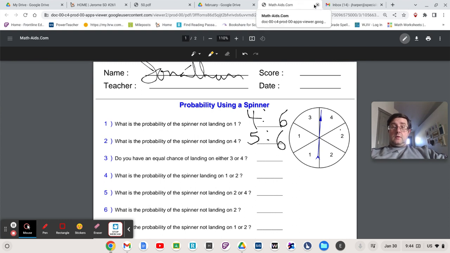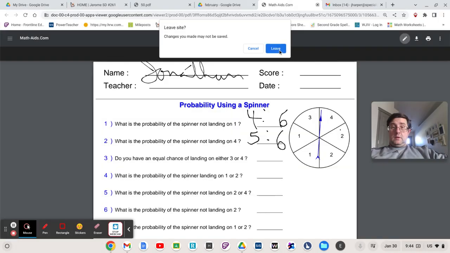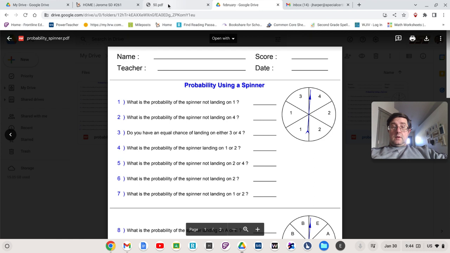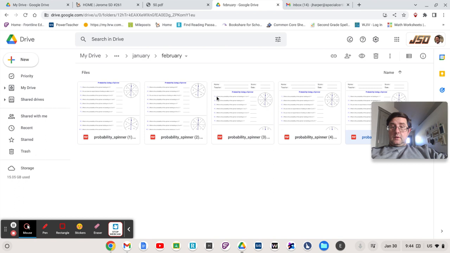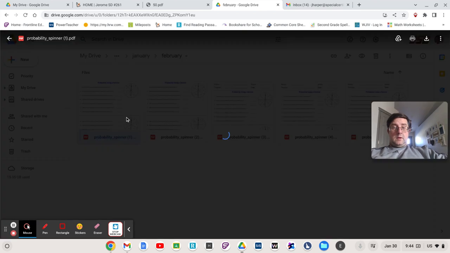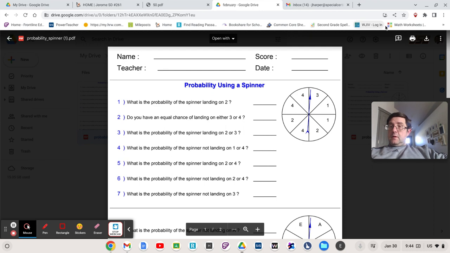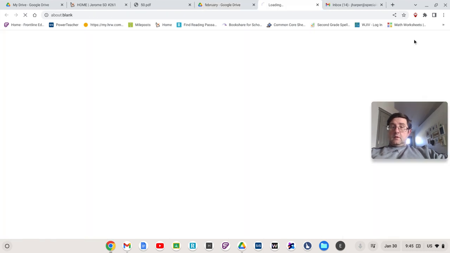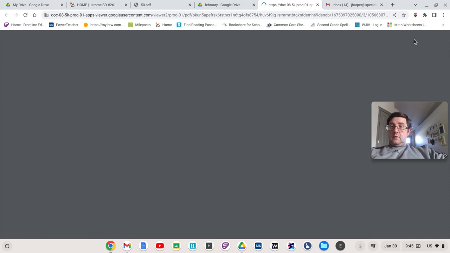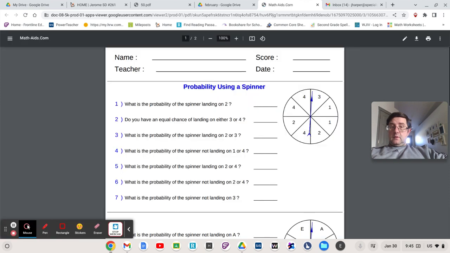So we are going to click out of here. Yes, we're going to leave. And we're going to go back. Then we do this. And we'll go to 1 because that would technically be the next one. Now we go print. Click on the pencil doohickey.